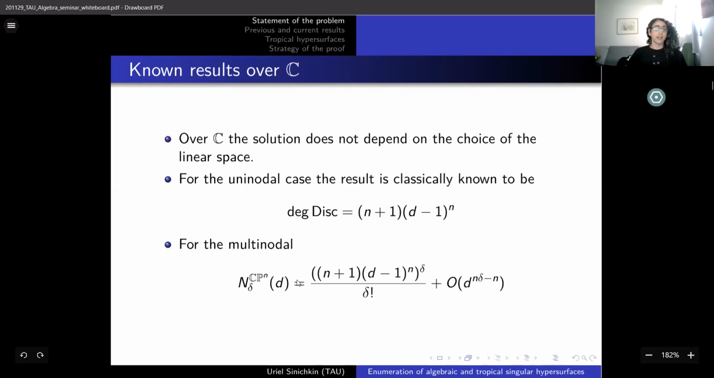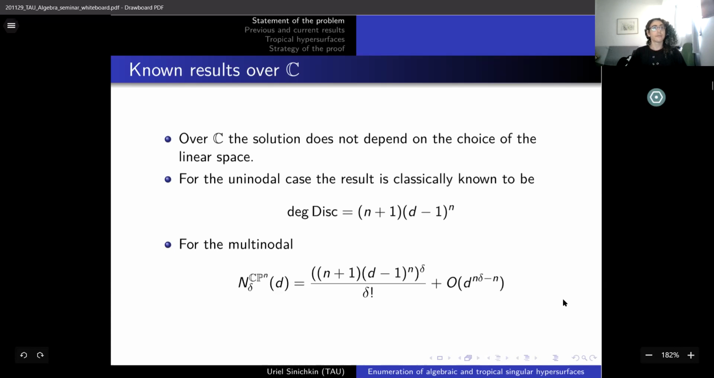For the multinodal problem over the complex numbers, the solution is also known. Maybe less so, but known, and it is equal to the degree of the discriminant to the power delta divided by delta factorial, plus some small correction term. So the degree of this is d to the power of n delta, and this, of course, is smaller.